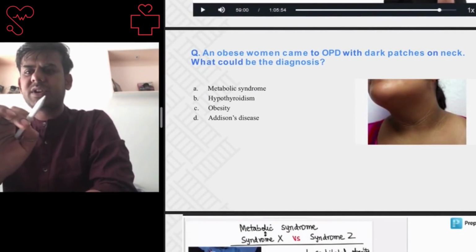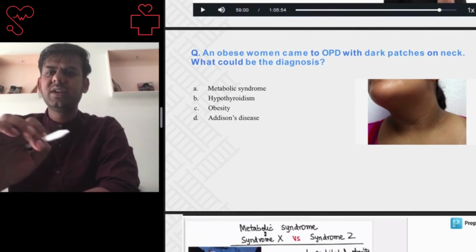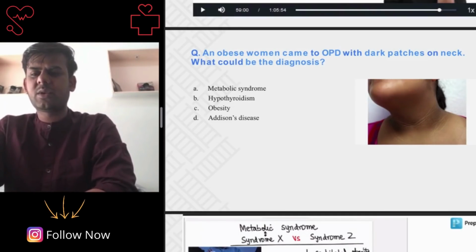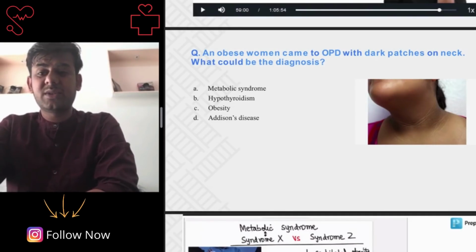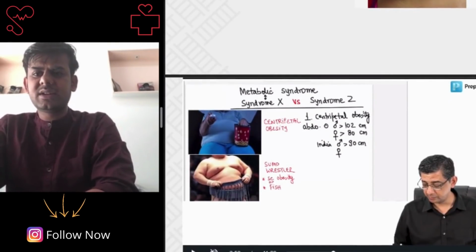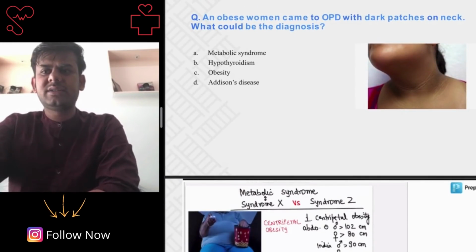Another question was, an obese patient comes to an OPD with dark patches on the neck. What could be the diagnosis? So, dark patches with obesity are common features of metabolic syndrome or syndrome X. In this you can see there is centripetal obesity, and there are patches present around the neck.